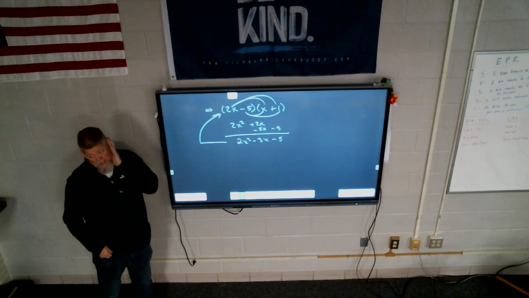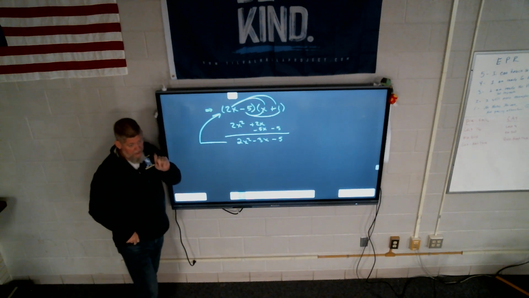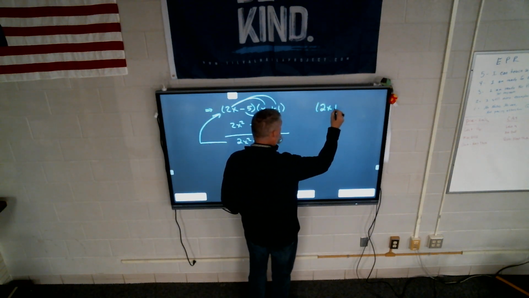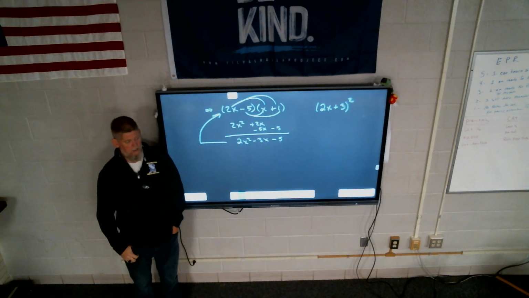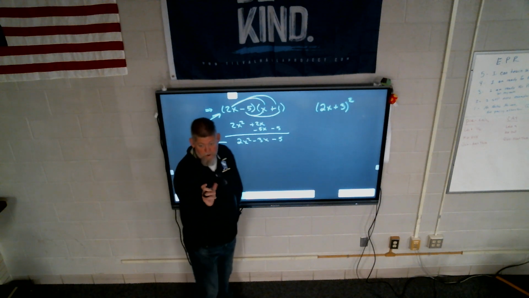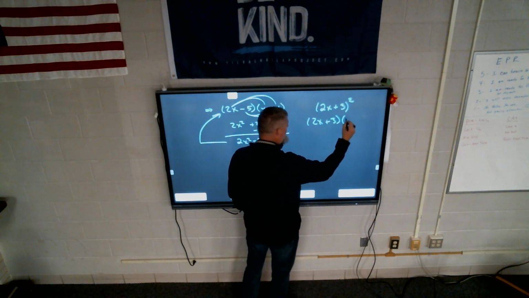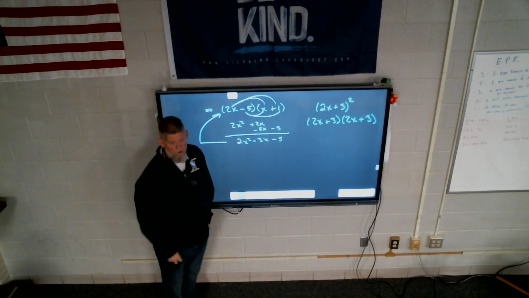Let me show you one that a lot of people screw up, whether it be college algebra, pre-cal, calculus, whatever it is. If I have something like 2x plus 3 squared, how do I do 2x plus 3 squared? Well, what does it mean? I have two of these binomials, right? I have 2x plus 3 times 2x plus 3, and I have to use the FOIL method.